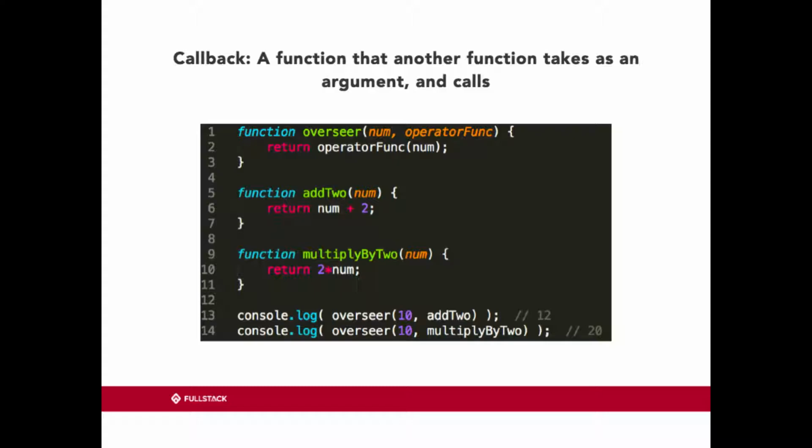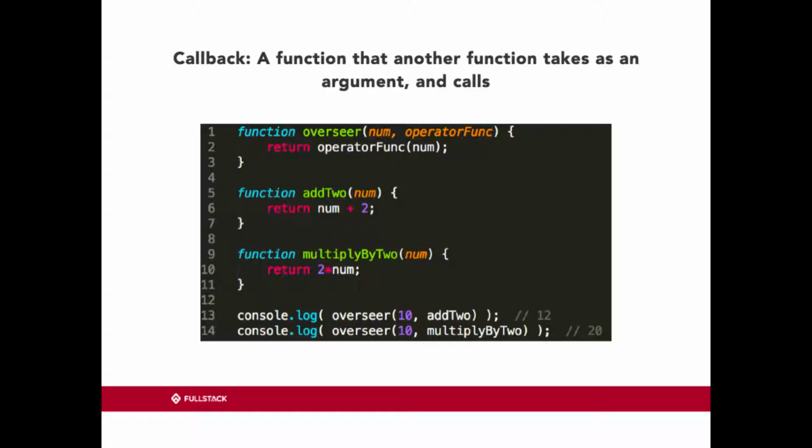Kind of make sense? Pretty straightforward, right? We're literally just executing this operator, this function. Same thing down here. It's the same idea. We're using overseer again, except this time we're passing in another function called multiply by 2.